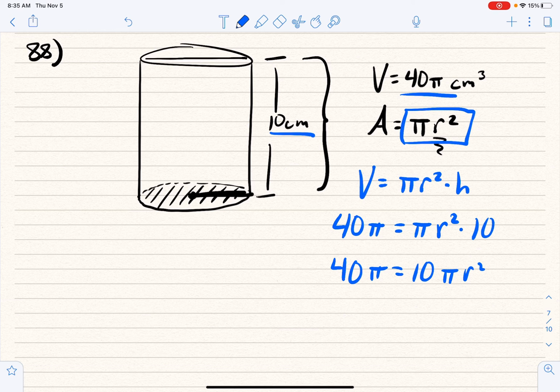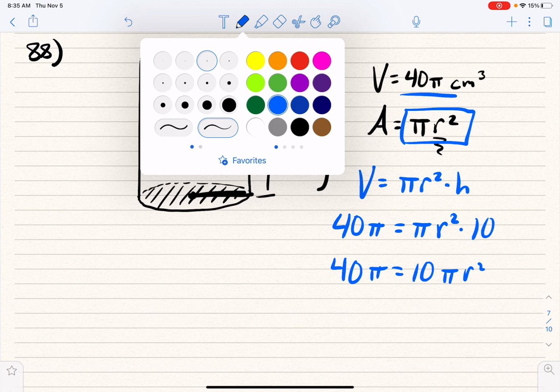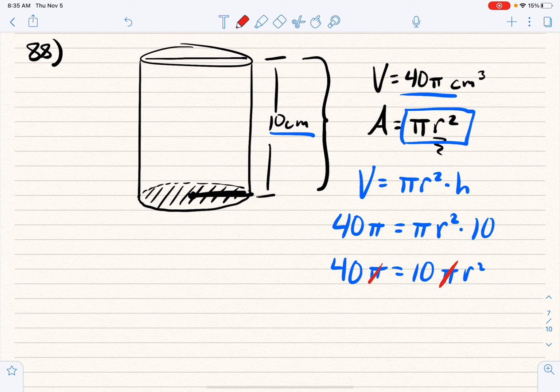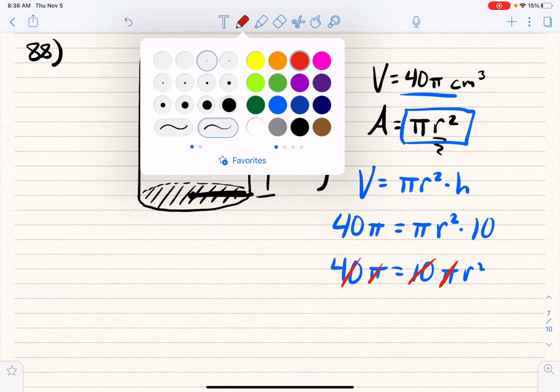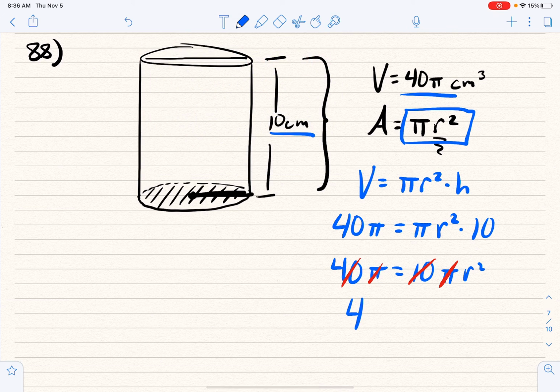Now look how easy this is. Divide both sides by pi. Those cancel out. Divide both sides by 10. That cancels out. And so then at this point, I'm left with 4 is equal to r squared. Oh my goodness. Square root both sides, and you get that r is equal to plus or minus 2. Can't have a negative 2 because I'm doing dimensions. So the radius is 2.